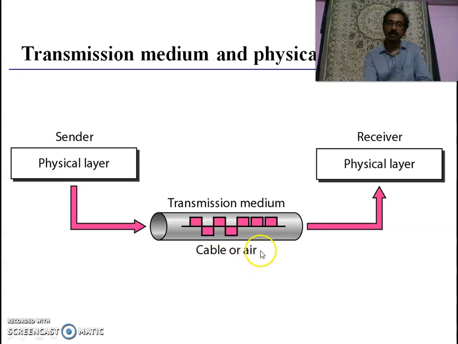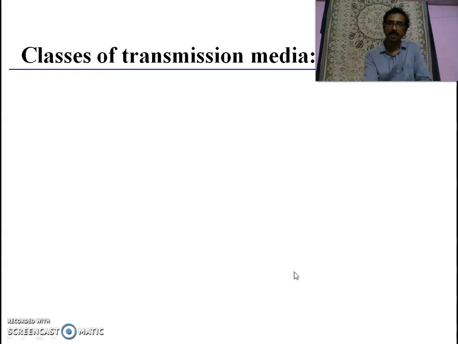Unguided medium is wireless. Wireless is nothing but free space. In free space we use different types of waves: radio waves, microwaves and infrared waves. So by using guided and unguided medium, we transmit the data from sender to receiver. And next one is the classes of the transmission medium.